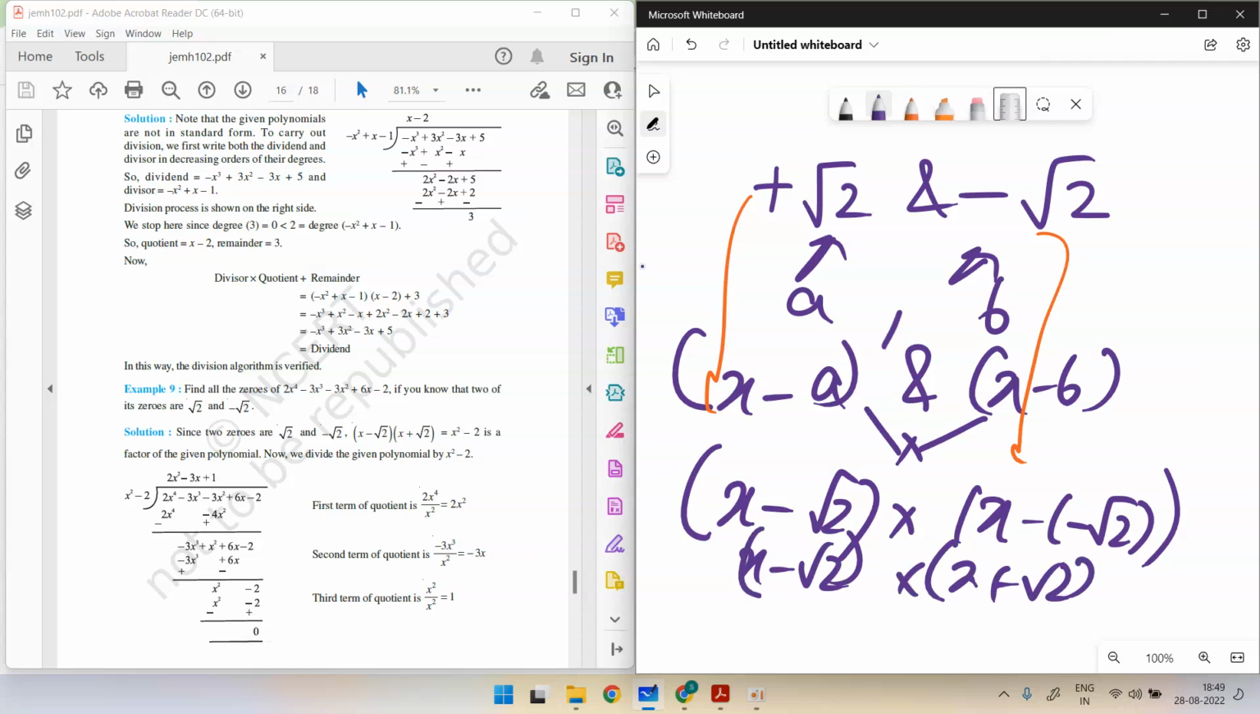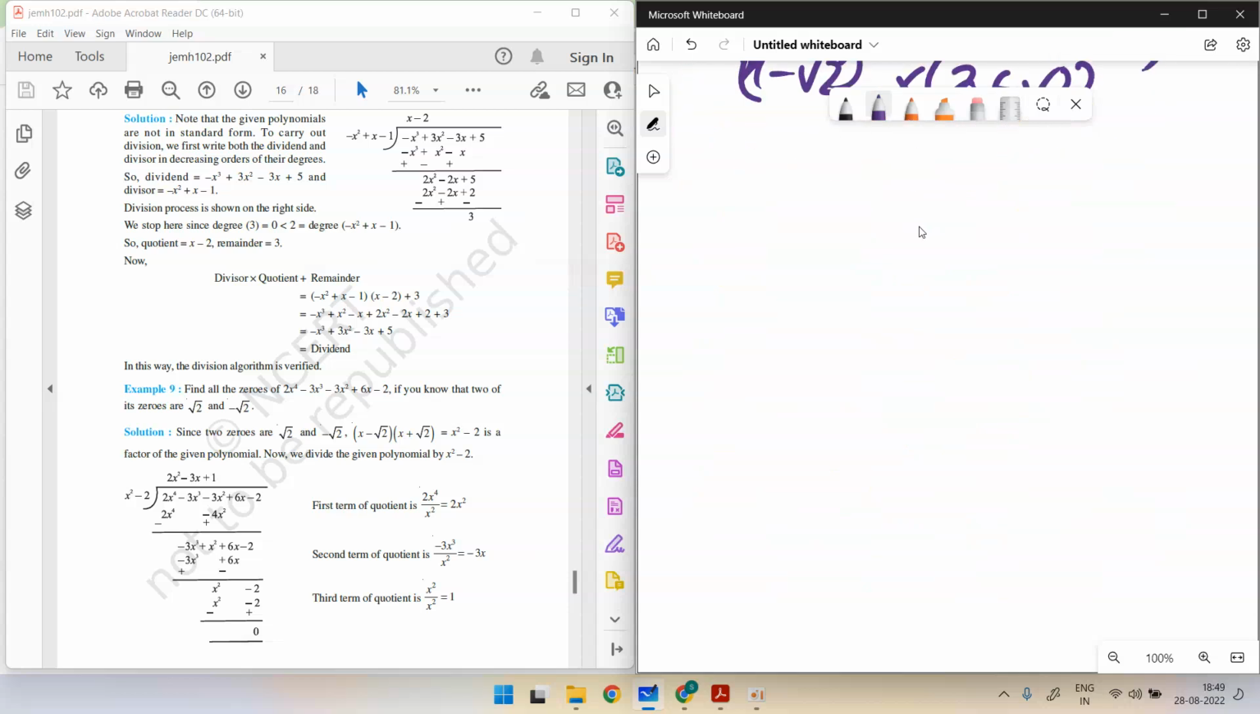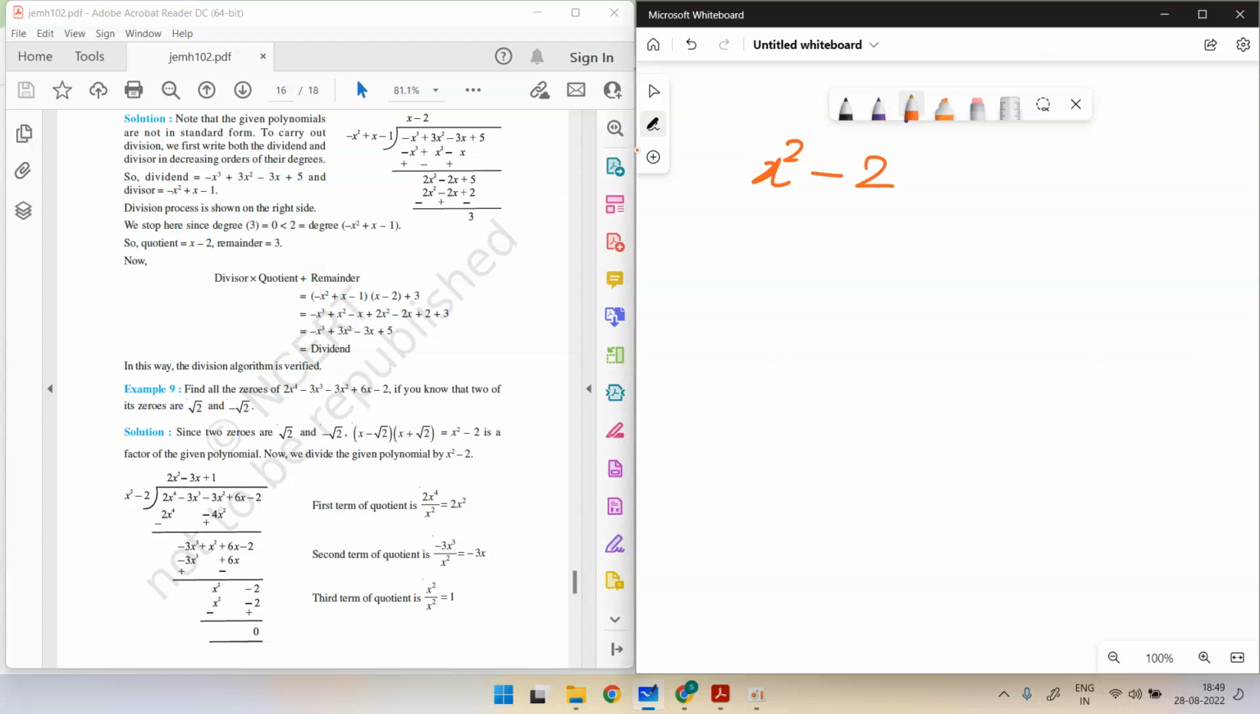And if you multiply this, look at that, this is nothing but x square minus 2, which is a factor.